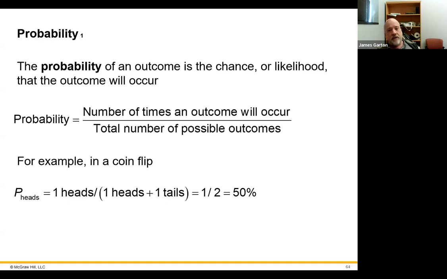And the probability of an outcome is just the likelihood that it will occur. So it's just the number of times an outcome will occur over the total number of possible outcomes. So for a coin flip, the probability, an italic P, of a head resulting in a single coin flip is 1/2, because you get a 1 in 2 chance of it being a head or a tail.